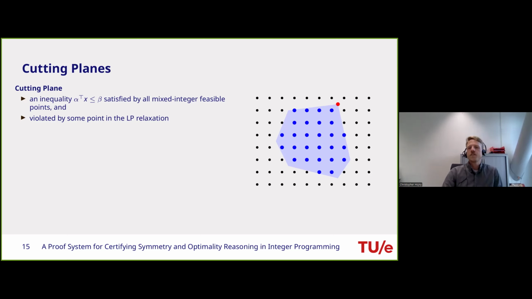So for instance, if I take this red point in the picture on the right-hand side, a cutting plane would be this red line because all the mixed integer feasible points are below the red line, but the red point violates this inequality. So I can add this inequality to my mixed integer program to reduce the feasible region without cutting off any solution that is feasible for the mixed integer program. But I will get rid of some LP solutions.